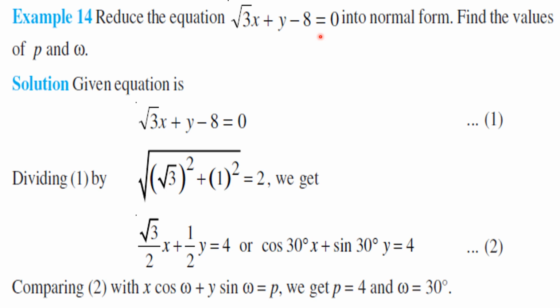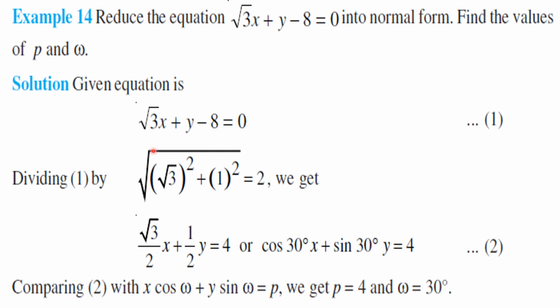Right. We have to convert the general equation of a line into the normal form. Do you remember the steps to be followed to transform the general equation of a line into the normal form? Yes. Now we follow the steps. Come to the solution part. What is the given equation of the line? Root 3x plus y minus 8 is equal to 0.